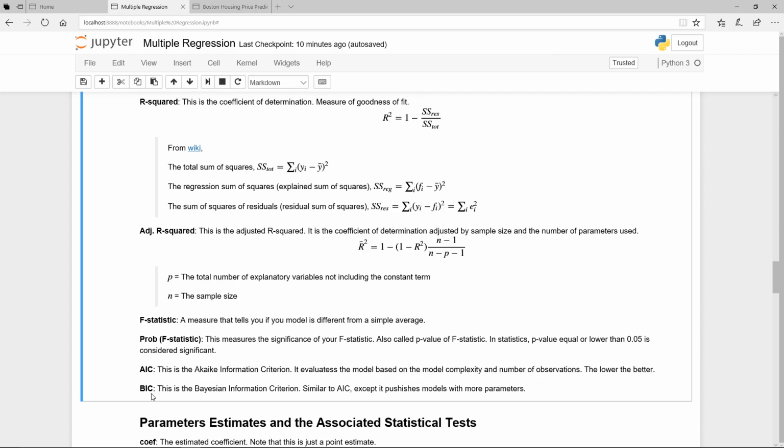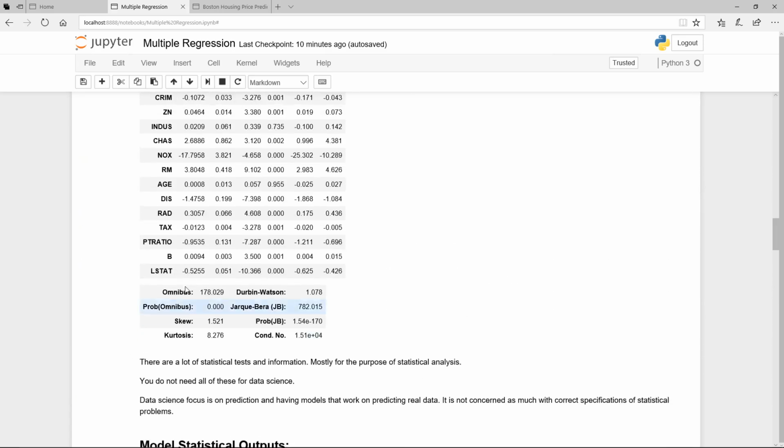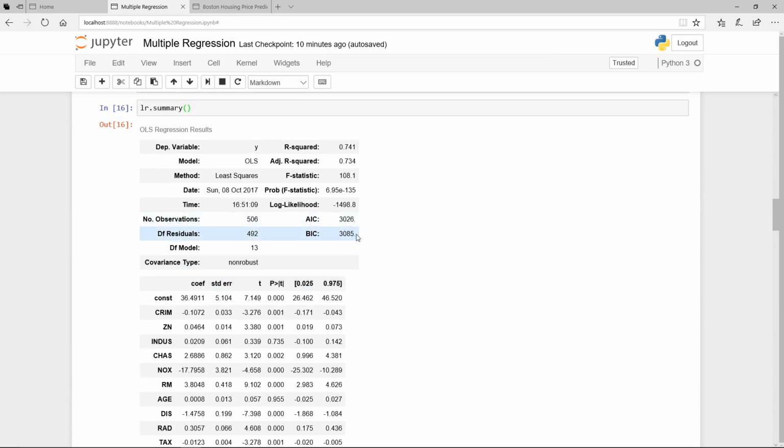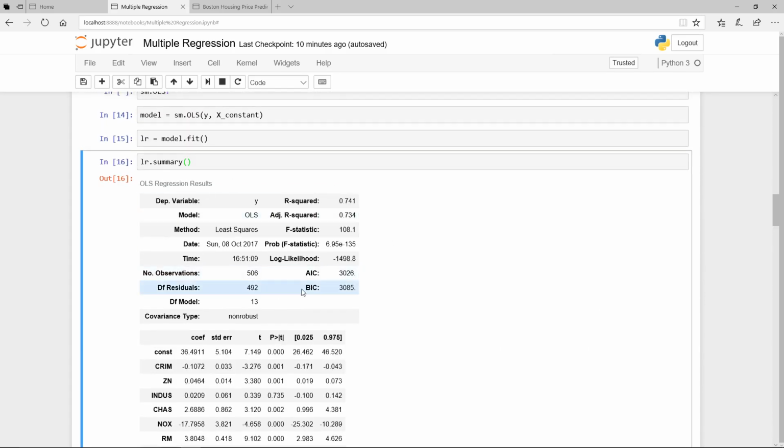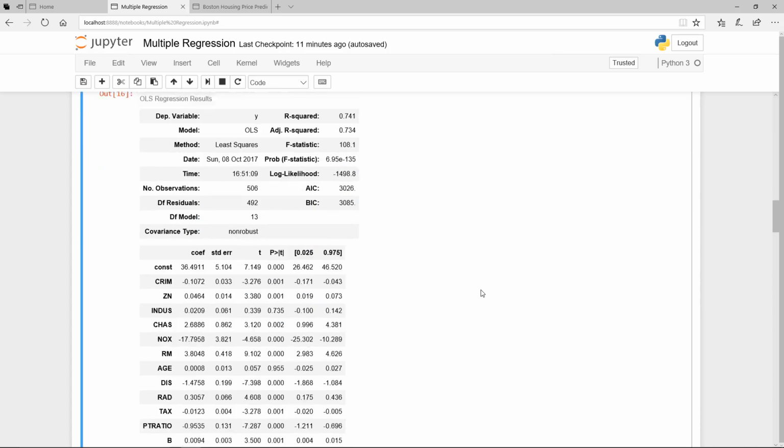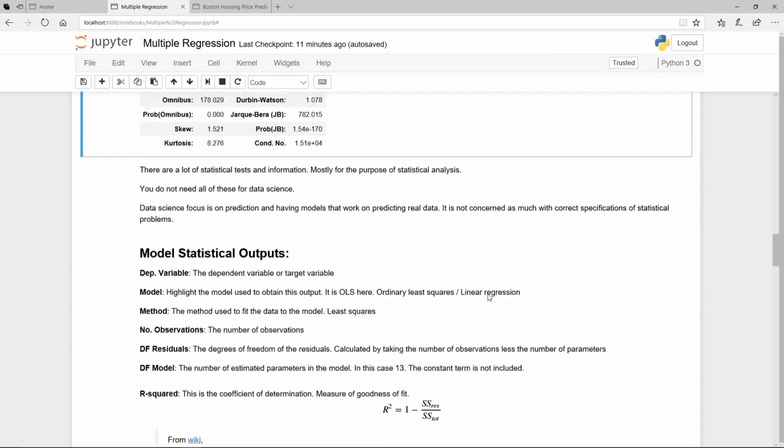And BIC is very similar to AIC, except it punishes models with more parameters. Again, the smaller the number, the better it is, and by itself it doesn't actually mean much. So these are the two numbers here. That pretty much explains the first table. You can see here the F-stat p-value is very, very small, 10 to the power of minus 135. In essence, what that's telling you is that the model you have is significantly different from an average model.